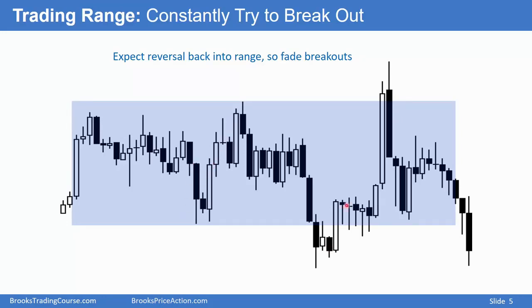Bull breakout, bear breakout, bull breakout, bear breakout, bear breakout. So traders fade breakouts. And by fading, what I mean is you bet the breakout will fail. So if you get a bull breakout, to fade it means to sell it. If you get a bear breakout, to fade it means to buy it. Trading ranges are constantly trying to break out. Every one of these bull bars, every one of these bars with tails on top is an attempt to break to the upside. Every one of these bars with tails on the bottom, the bear bars, are all attempts to break to the downside.